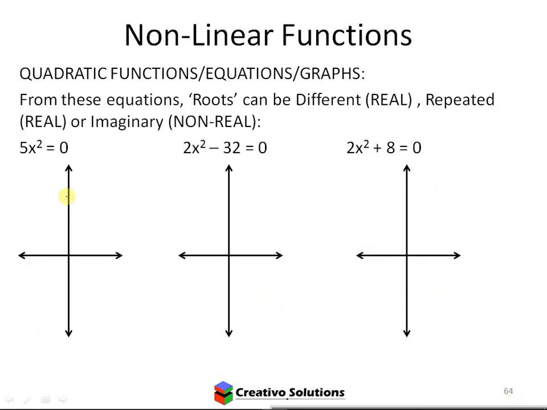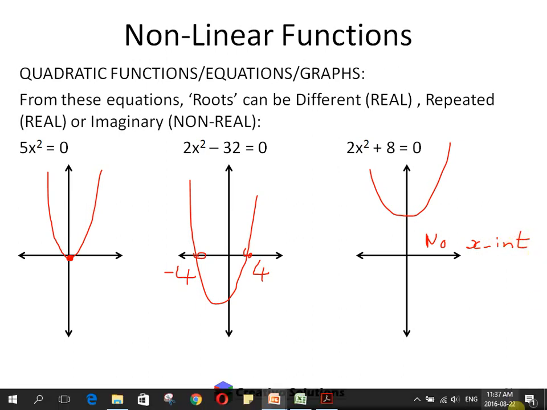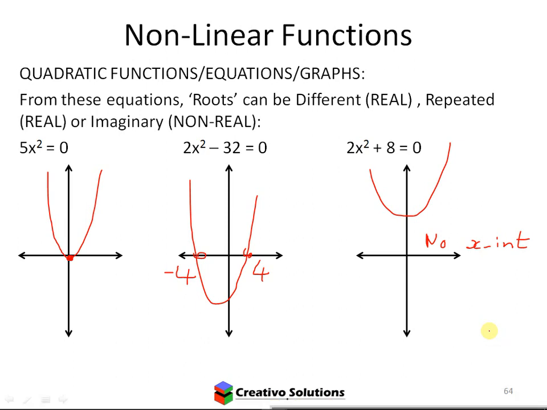And the reason for that is, here's the point. This graph had 0. This graph had 4 and minus 4. This graph does something like this. There are no x-intercepts, because the line doesn't cross the x-axis. Does that make sense? So you get real roots, you get non-real roots. We're looking at roots, i.e. values for x-intercept. Makes sense.